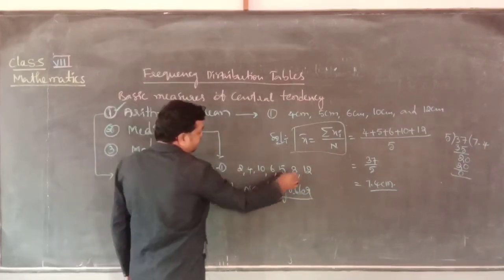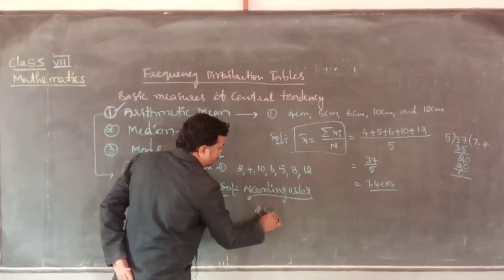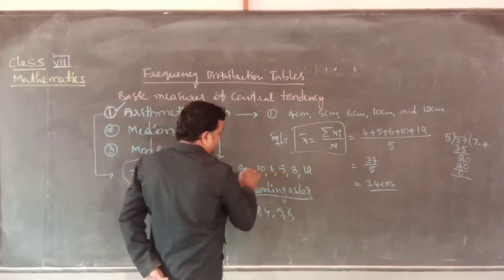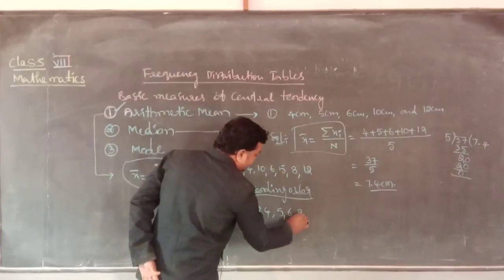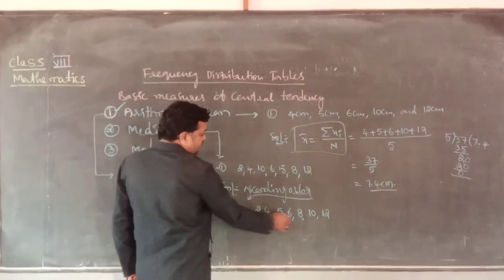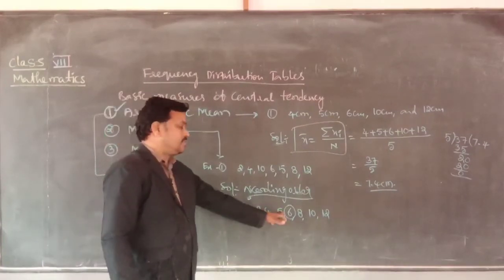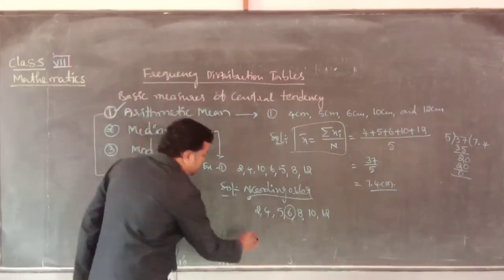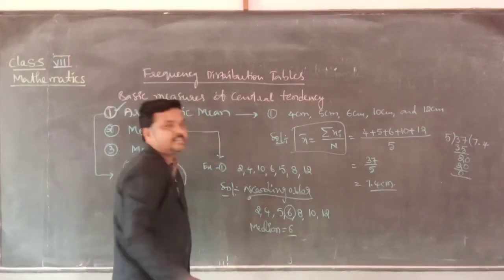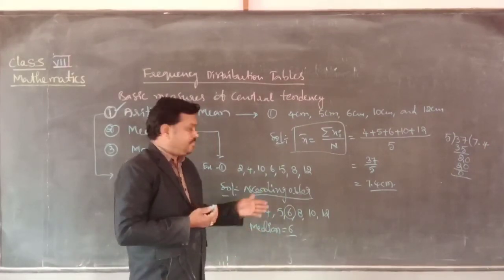Ascending order of this data, smallest number to the largest number: 2, 4, 5, 6, 8, 10, 12. See, in this observation, 6 is the most middle value. So the median of this data is 6.